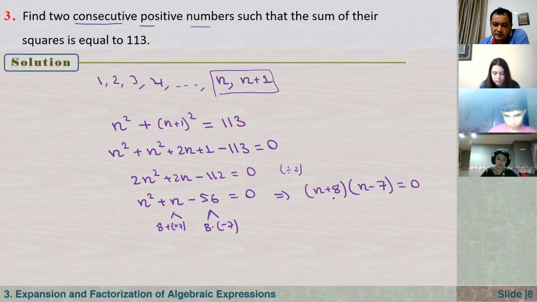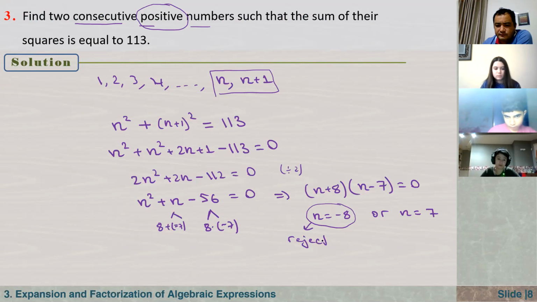to 0. Now, if you check this, n times n is n squared, n times negative 7 is negative 7n, 8 times n is 8n, the sum equals n, and 8 times negative 7 is equal to negative 56. That's correct. So here, n equals negative 8, because negative 8 plus 8 is equal to 0, or n is equal to 7. But here again in the question, it says positive. We are talking about positive numbers. So this answer does not match our requirements, right? So that is rejected.